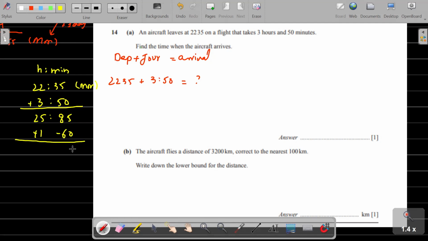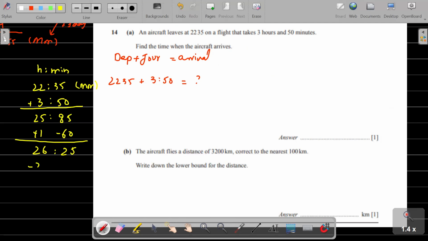And over here 85 minus 60 is going to be 25, and let's add them up, it will be 26. Now you can see that my minutes are balanced. They are less than 60, but my hours are more than 24, because we know that one day has a maximum of 24 hours. They should not exceed 24.